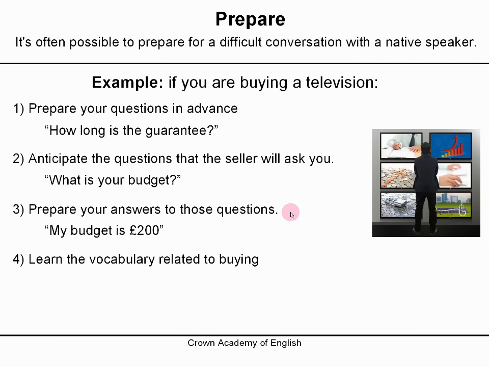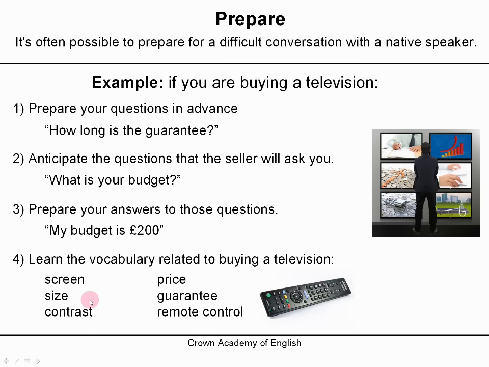Finally, before you enter the shop, you can learn all the vocabulary related to buying a television. So you can look in the dictionary and you can learn words like screen, size, contrast, price, guarantee, remote control. Okay? So I understand it's not always possible, but in many situations it is possible to prepare for a difficult conversation. Other examples are things like job interviews, booking a hotel, buying a train ticket.